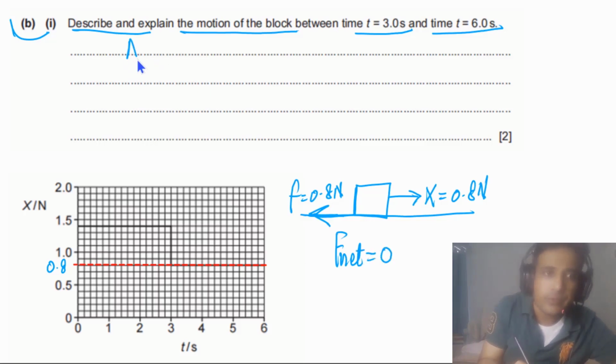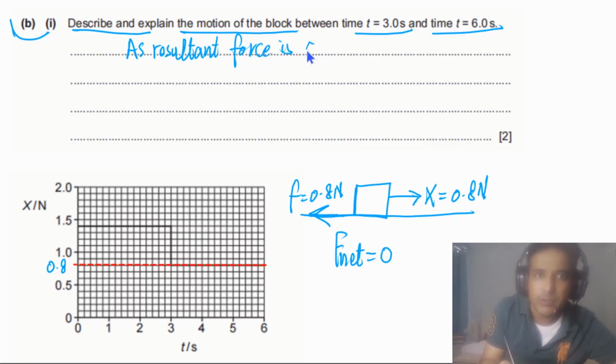So as resultant force is 0, we can write here that the resultant force on the block is 0. So velocity remains constant.